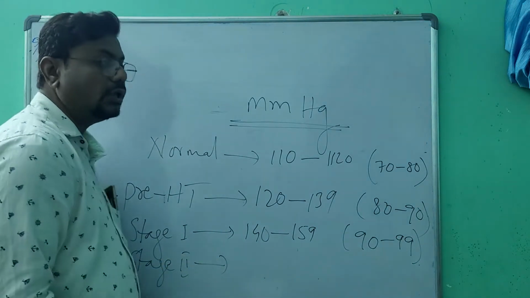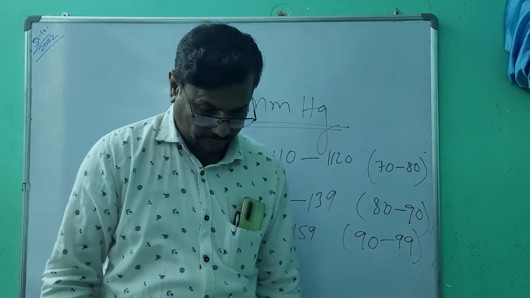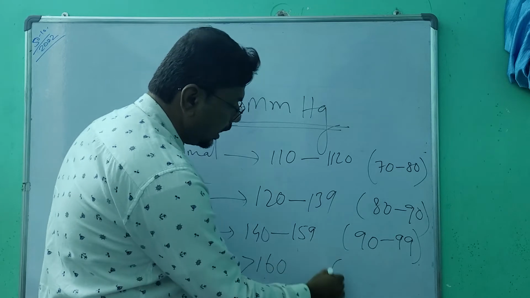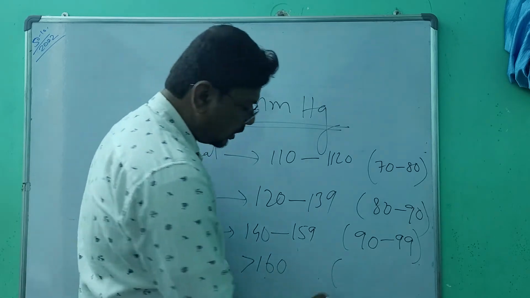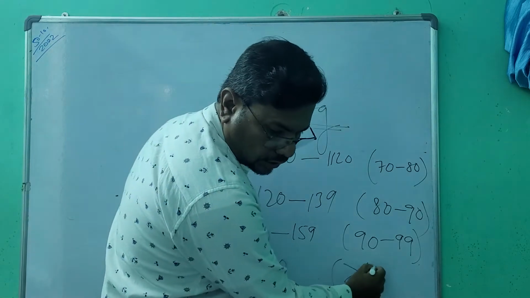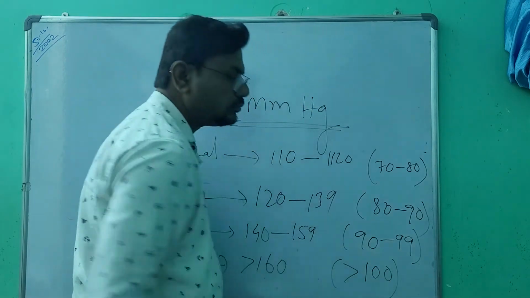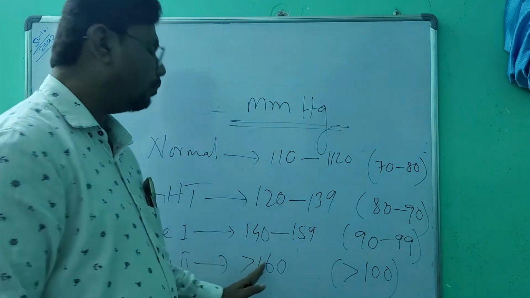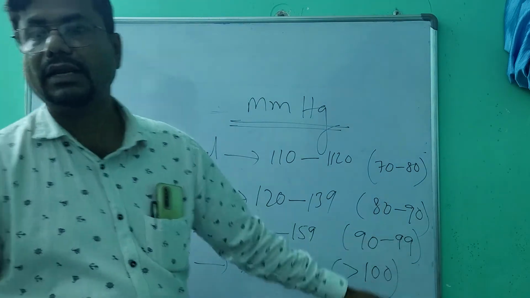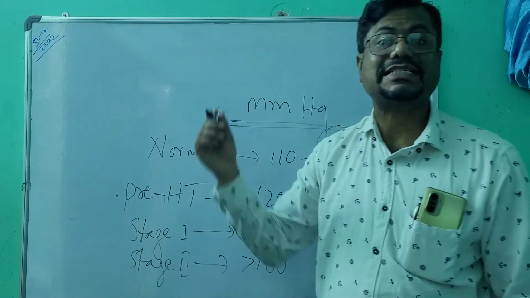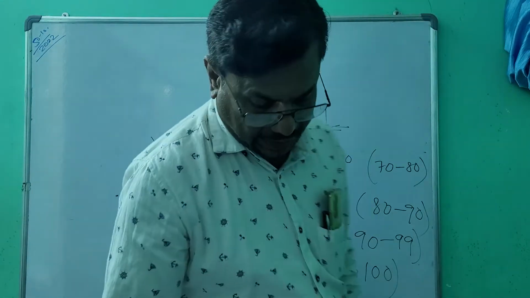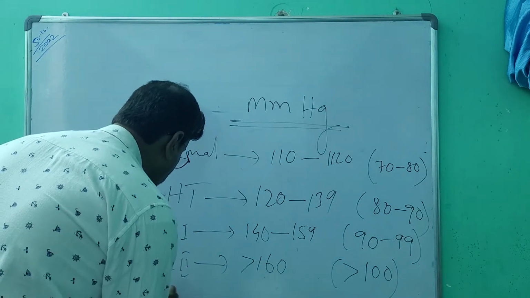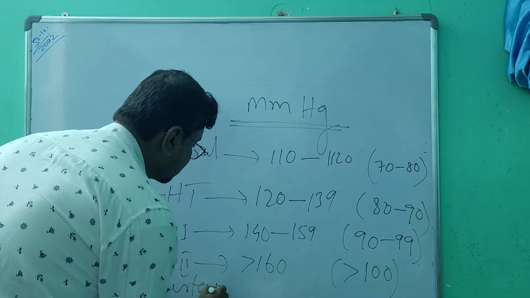In stage 2, the systole is above 160, and the diastole is above 100. Diastole is above 100 and the systole is more than 160. Then we will say that it is called stage 2. And then we say hypertension crisis.